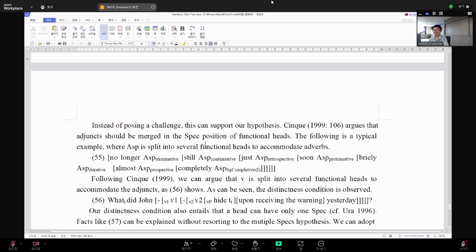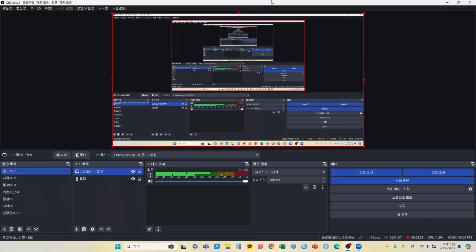Okay, that's my proposal. I think my hypothesis can explain the complex NP effect, subject effect, and adjunct effect uniformly based on Bošković. I propose the distinctness condition, which requires that a constituent cannot move across a labeled node.